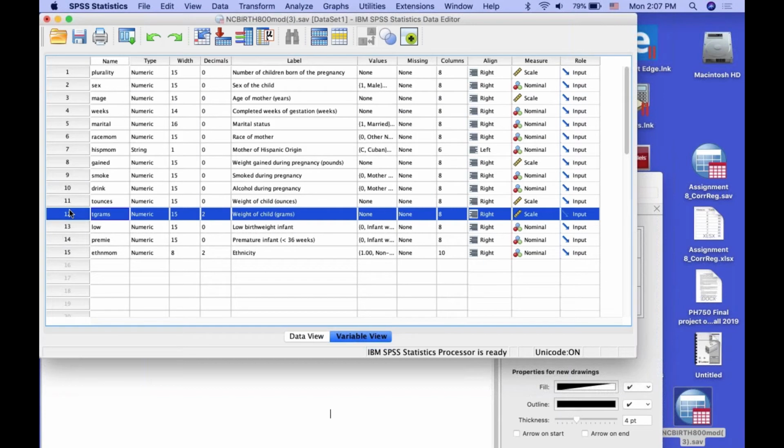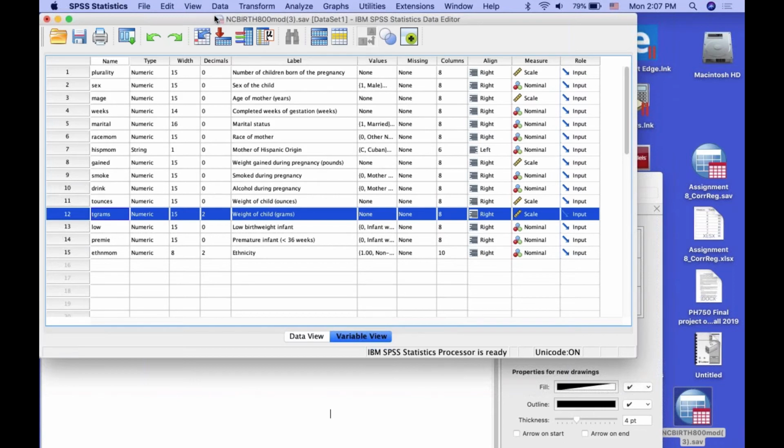Okay, and of course that's important because if the baby's underweight, if the mother smokes, drinks, or something like that, we might be interested in knowing, anticipating, understanding what the association between these two variables might be. Okay, so let's take a look at that. Let's start with that and work our way backwards.